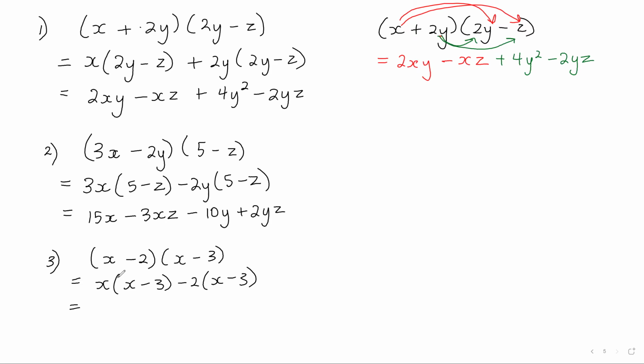So that gives me x times x, which is x squared, and x times minus 3, which gives me minus 3x. And then minus 2 by x, which is minus 2x, and minus 2 by minus 3, which gives me plus 6. Well, I do have like terms here because I have two terms in x. So this will be x squared minus 3x minus 2x is minus 5x plus 6. And that's your answer.